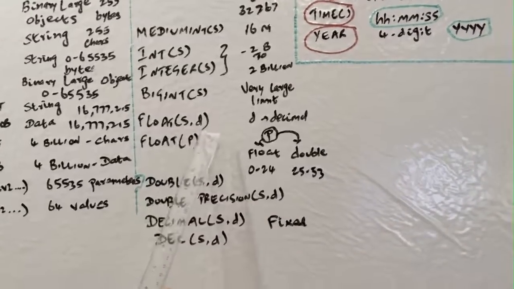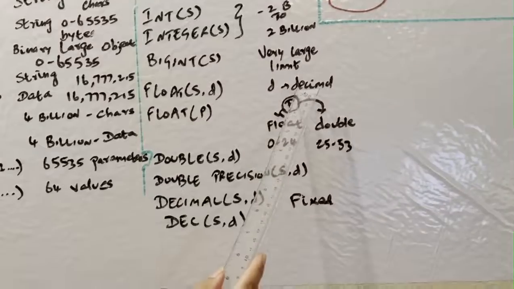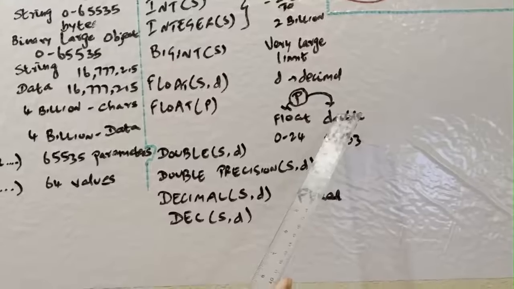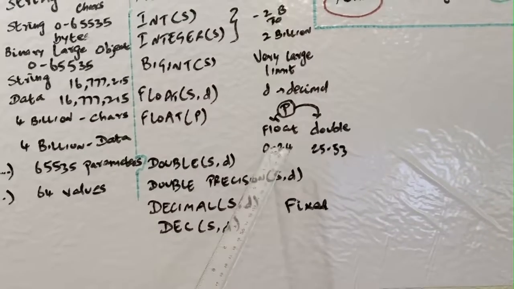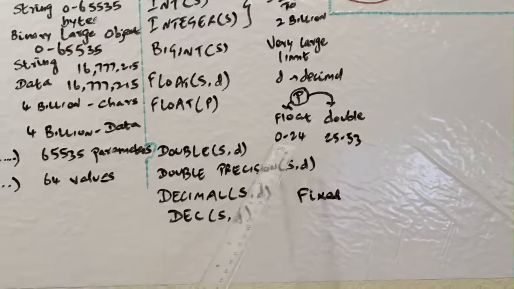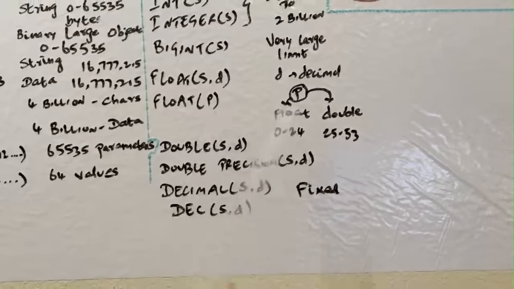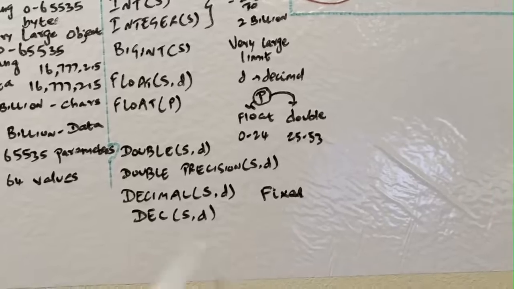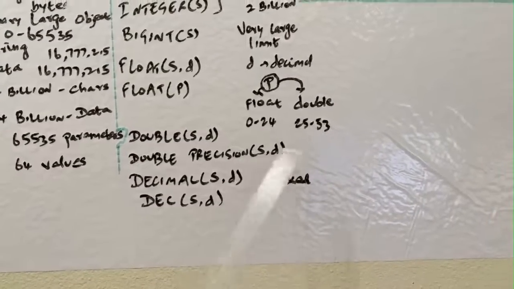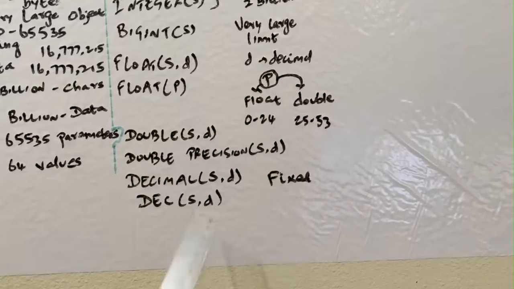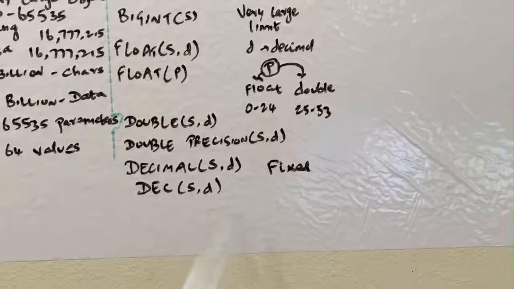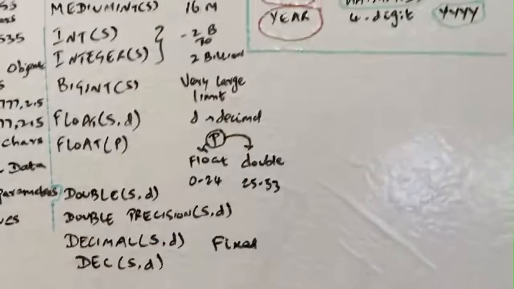Float, S comma D, where D is the decimal. There are two types, float and double, same as Java and the C language. Float of P: when P is 0 to 24, it's float. When P is 25 to 53, it's double. Same thing, double, we talked about here. This is called precision: how many decimal points after the integer. Decimal of S comma D separately, you can also write dec, S, D is fixed. These are all numeric data types.